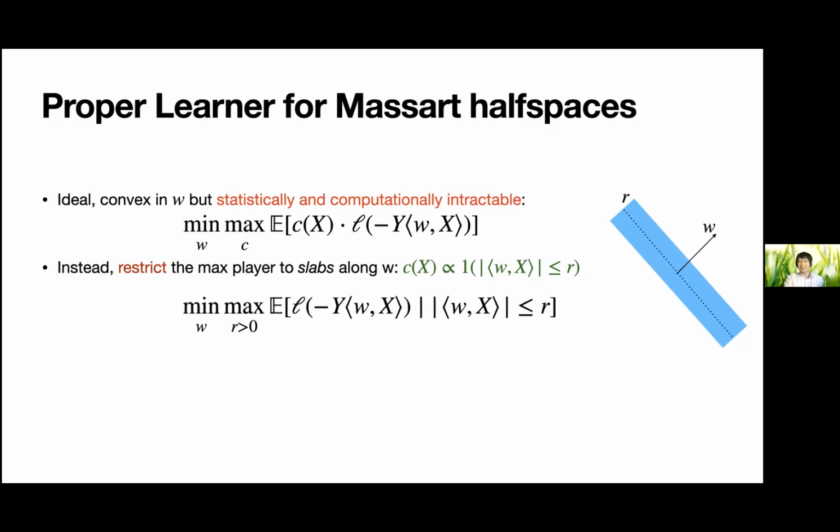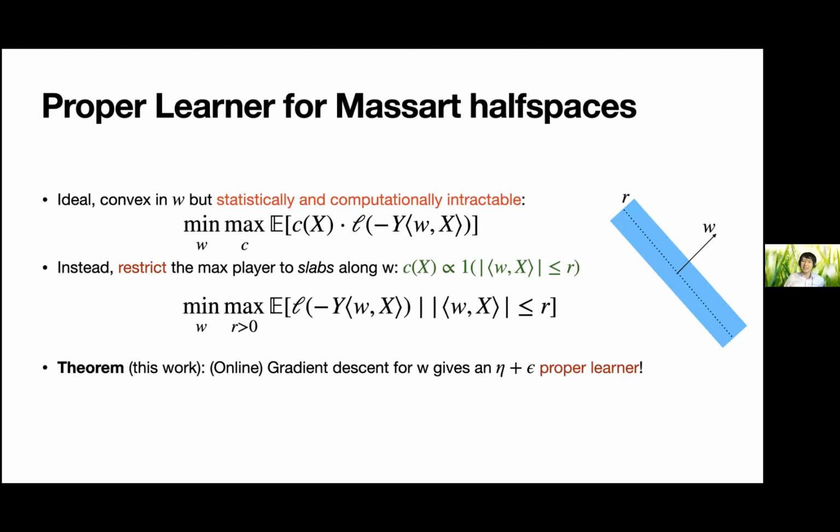This is clearly a more reasonable setup, in that the max player's strategy is easy to evaluate computationally. And it turns out this is all you need to do. The theorem we prove is that, from the W player's perspective, the inner max is just some function of W, so that's just some non-convex objective. What we do is run gradient descent on this objective, and we prove that if you run for a small number of steps, you do get an eta plus epsilon learner for a half space, getting error eta plus epsilon for the Massart half-space problem.